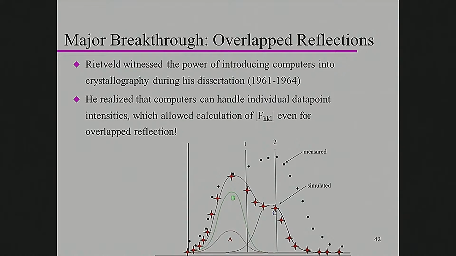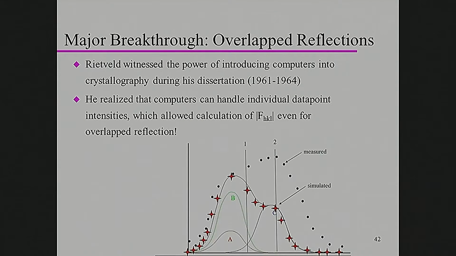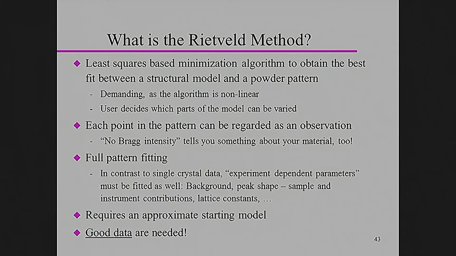Now, what was the big thing that he discovered? First of all, he witnessed that computers can really help with crystallography. But he then also realized that computers can handle individual data point intensities, and that they can even calculate something when you have overlapped reflections, and that they can optimize things where they allow the intensities of different reflections that contribute to a data point to vary. And that sounds really simple nowadays, okay? But that was a huge breakthrough compared to refining sums of reflections.